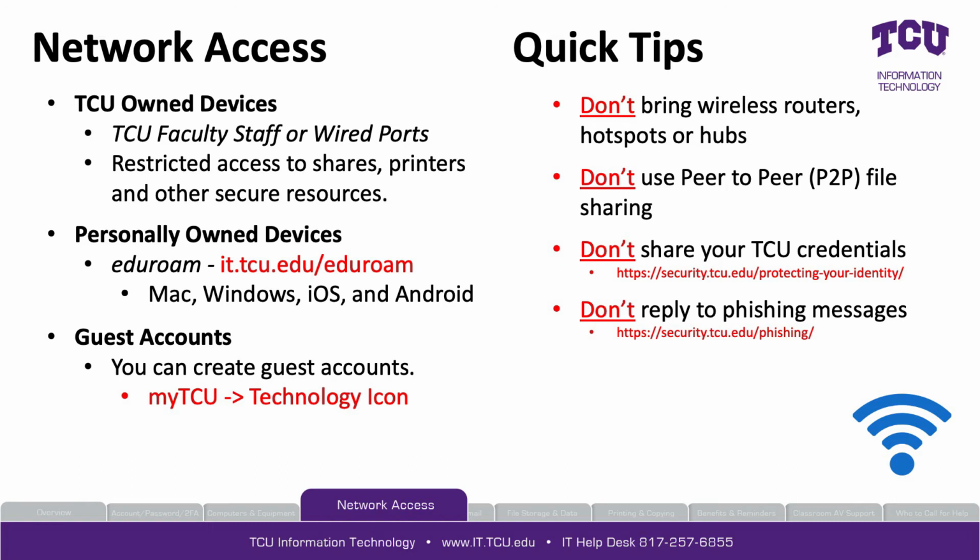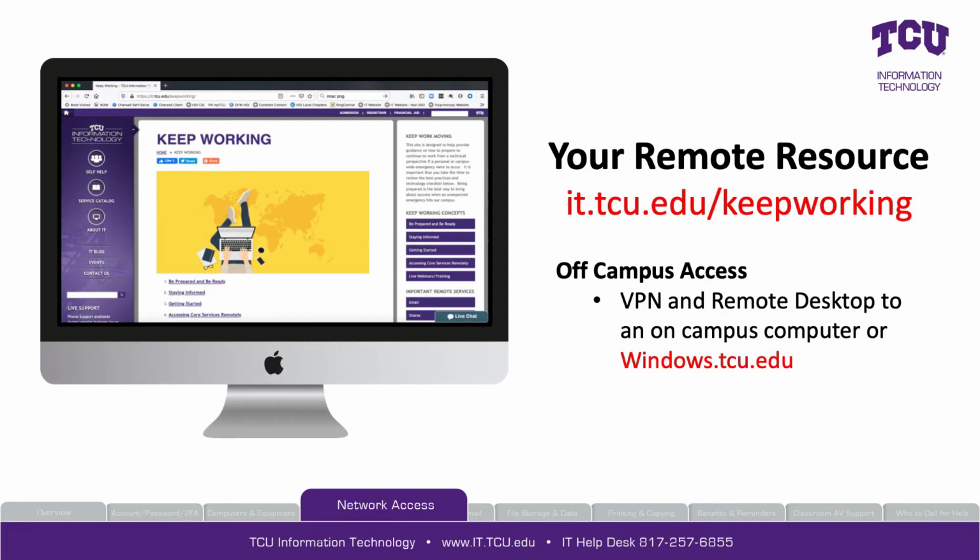But what about if you are working remotely and need access to some of these secured resources? We do provide a VPN, which will allow you to remote into your device on campus or give you access to windows.tcu.edu. There's lots of information about the VPN and how to get set up for remote work on our Keep Working website, which is it.tcu.edu/keepworking. This website is your guide to all things remote work, and you can learn more about setting up the VPN and a lot of other items you may be interested in to help you transition seamlessly to working remotely. You can also contact the IT Help Desk if you need additional support.